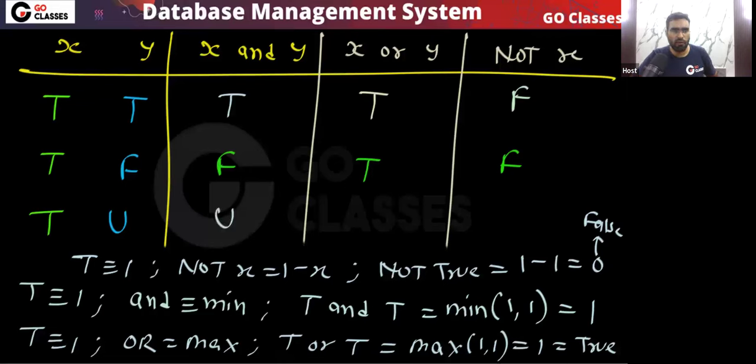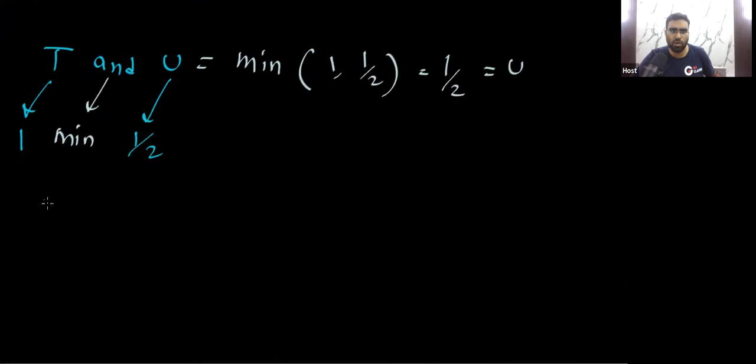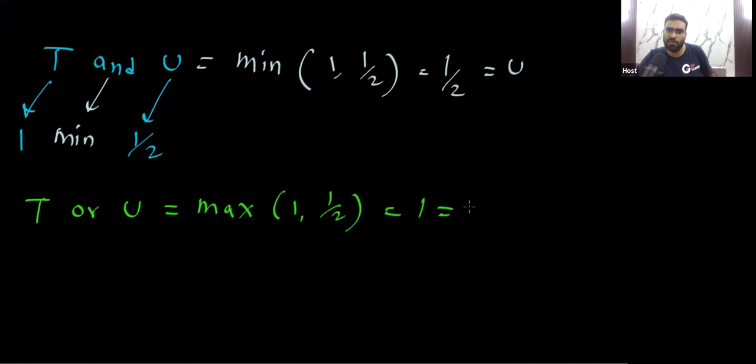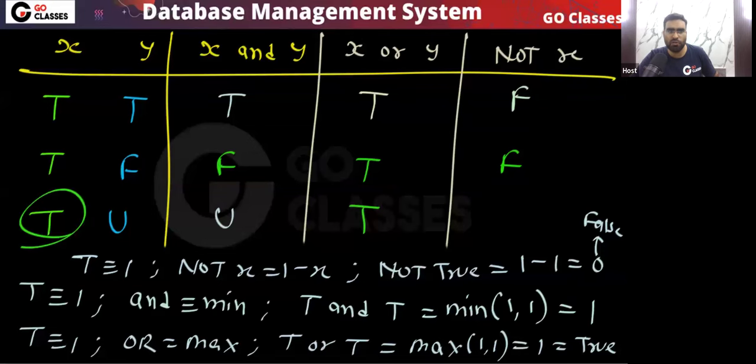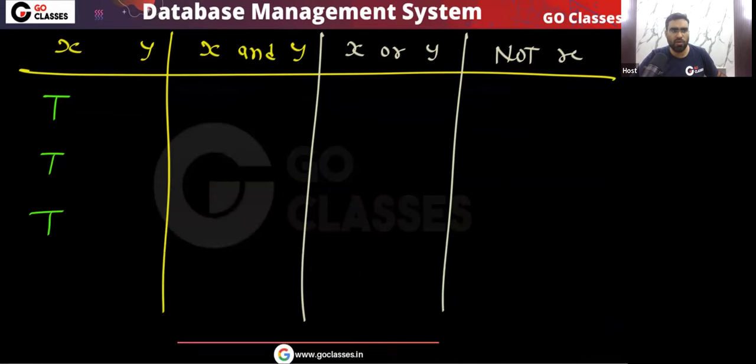What is true or unknown? That will be true. Easily you can do it: or means max, and max of 1 comma half is 1, that is true. Simple. And what will be negation of true? That is false, you already know. Now similarly, I'm fixing x as unknown. Now you tell me true, false, unknown. What will be the answer?